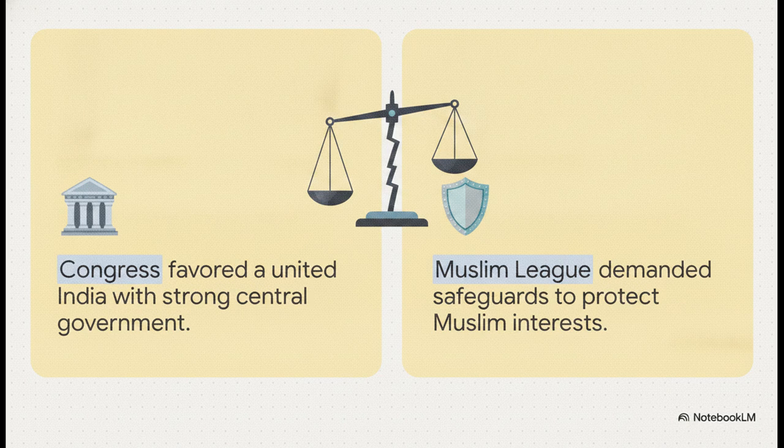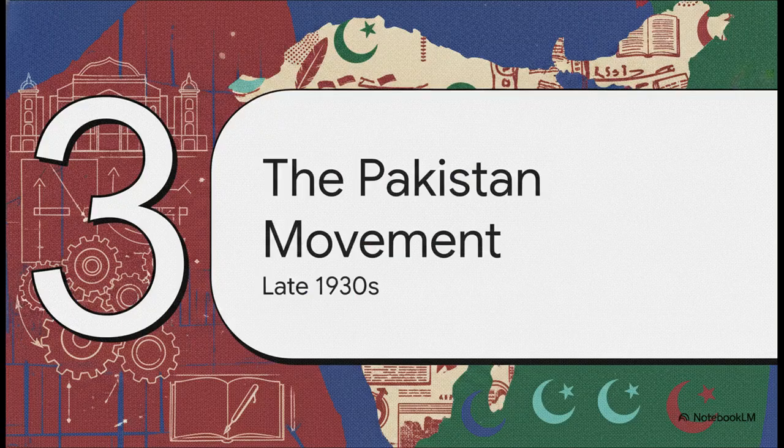So, picture a serious political deadlock in the 1920s and 30s. On one side, you've got the Indian National Congress pushing for a united India with a strong central government. But on the flip side, the Muslim League is demanding specific constitutional safeguards to protect Muslim political and cultural interests. It was like a giant puzzle where the pieces just weren't fitting together anymore, and these competing visions became incredibly difficult to reconcile. Which brings us to part 3, the Pakistan movement.